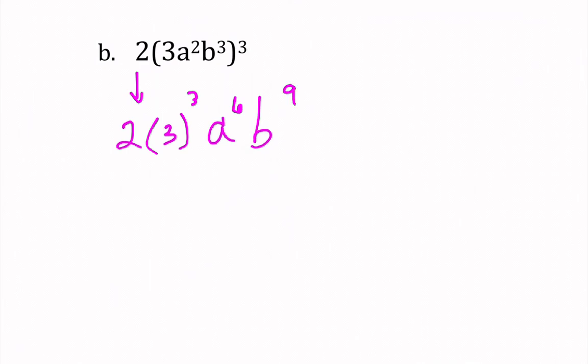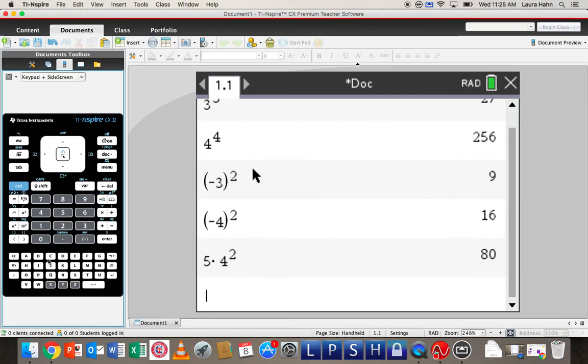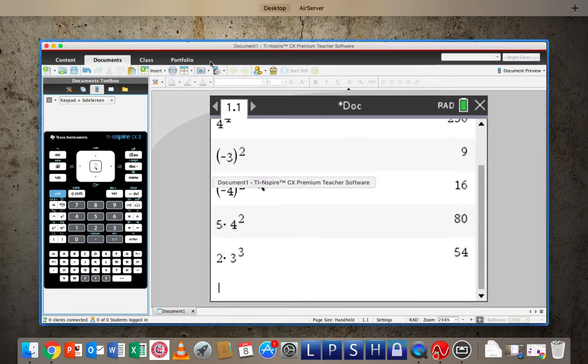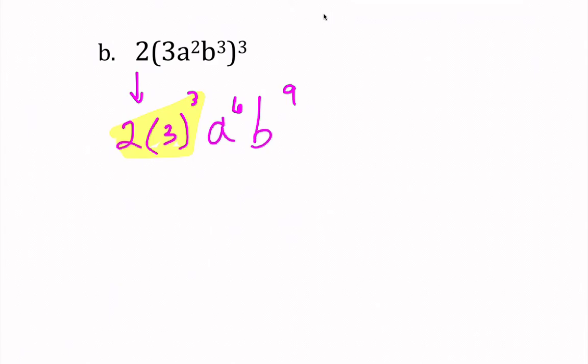So the only thing we have left is to simplify my regular numbers right here, so I'm going to type that in. So I have 2 in parentheses 3 raised to the 3rd power, and that's going to come out to 54. So my final answer is 54, a to the 6th, b to the 9th.